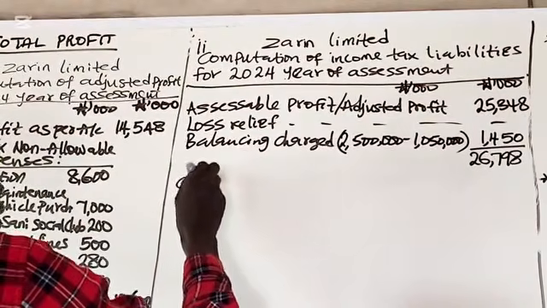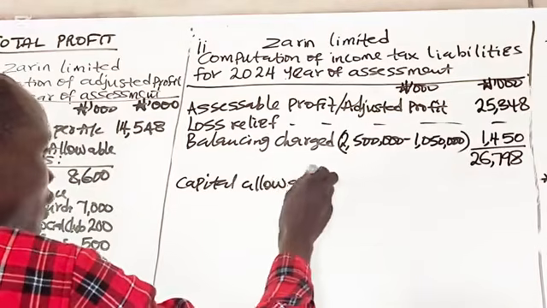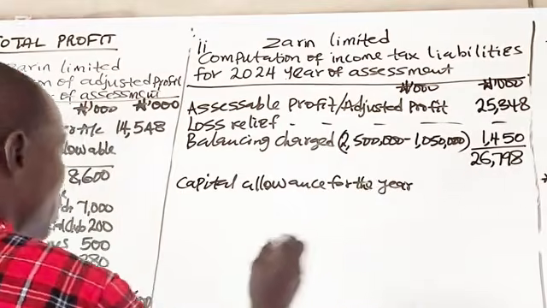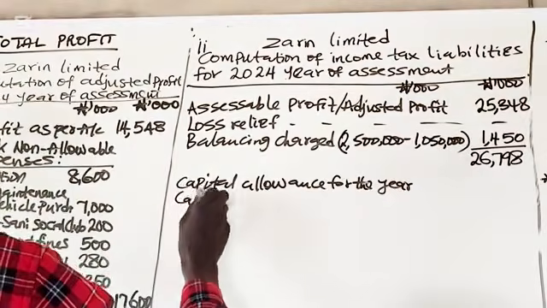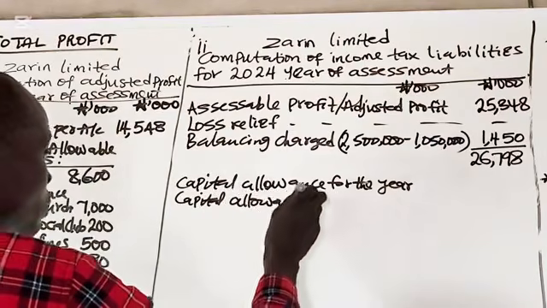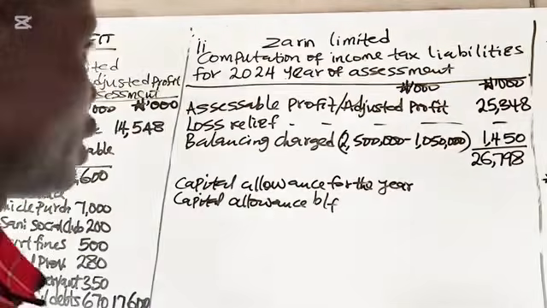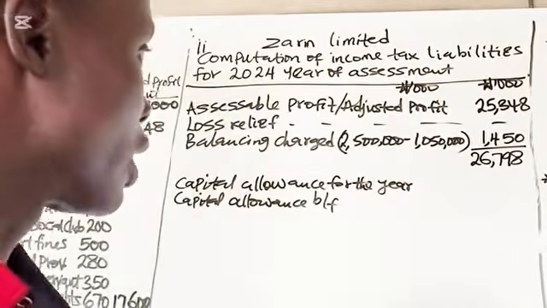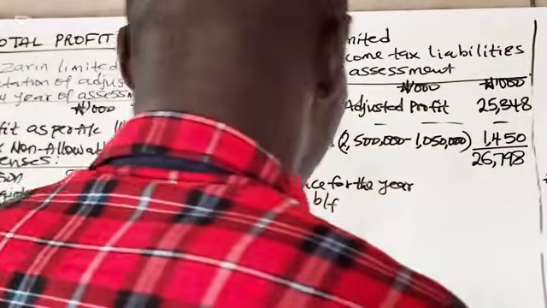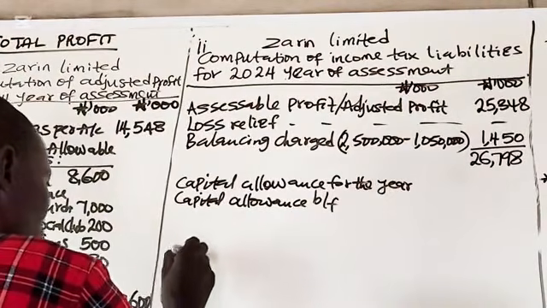Then after this, we have capital allowance for the year. If you have capital allowance brought forward from the prior period, in case you have any. The capital expenditure given in the question will be used to compute the capital allowance. Let's have that as working number one.